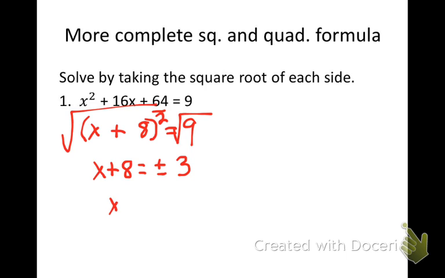So I need to subtract 8 from each side. I get x equals negative 8 plus or minus 3. So I get x equal negative 8 plus 3 would be negative 5. Negative 8 minus 3 would be negative 11. So I get negative 5 and negative 11 for that one.